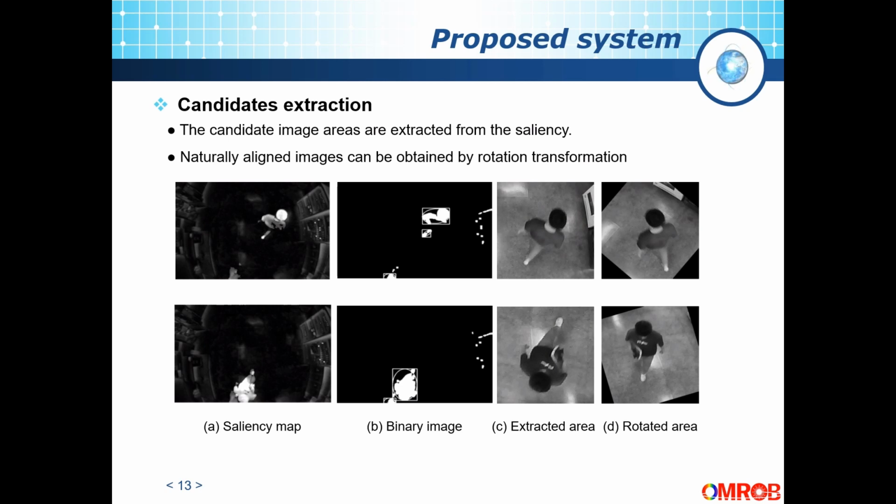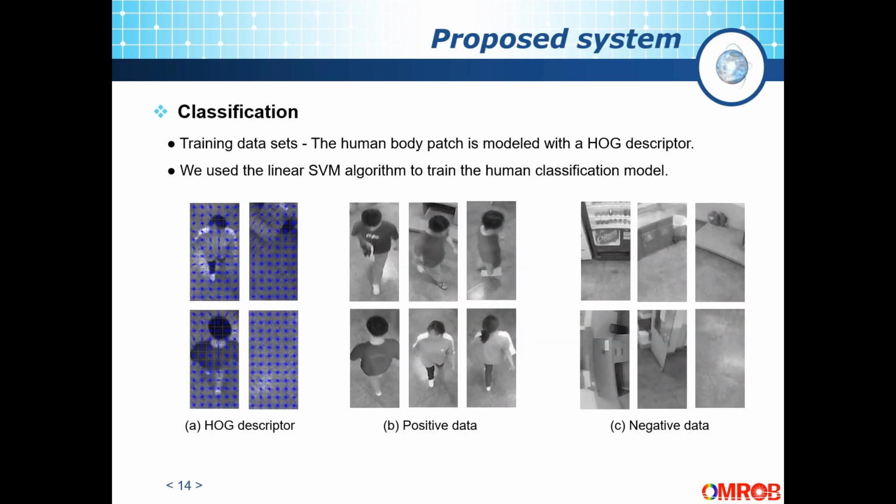Candidate images are used for classification. The classification learning model needs an image patch. The human body patch is modeled with the HOG descriptor. The feature vectors are constructed using HOG with 8x8 cells. We use the linear SVM algorithm to train the human classification model.